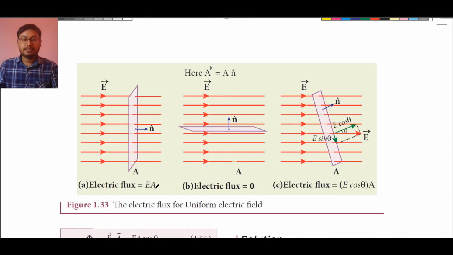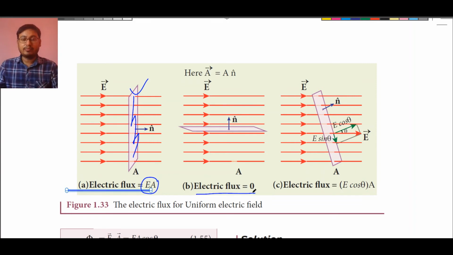Okay, so see here, three situations we have. In figure 1.33a, electric flux psi is equal to E into A. E is the electric field and A is the area. You can see that this area A is lying perpendicular to the electric field lines. In this figure, electric flux psi is equal to 0. Why? Because the area A became parallel to the electric field lines, and in that situation none of the electric field lines have passed through this area, and so flux is equal to 0.